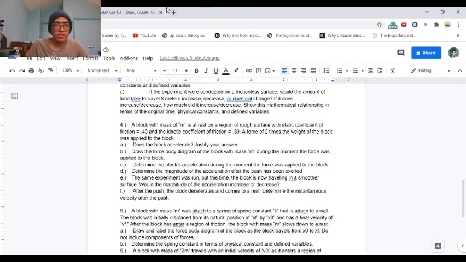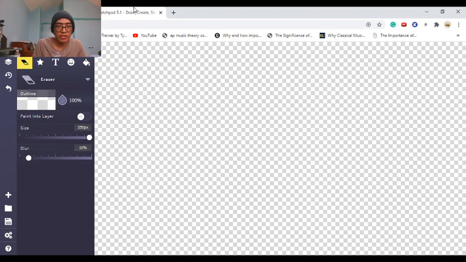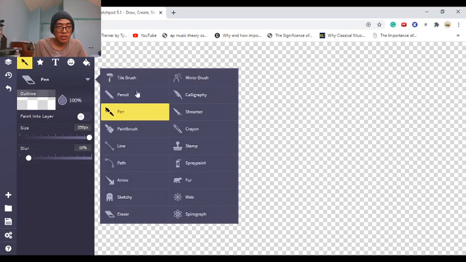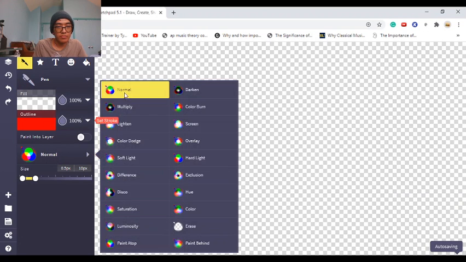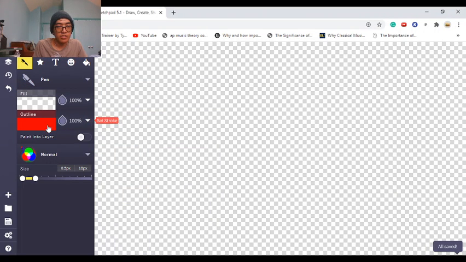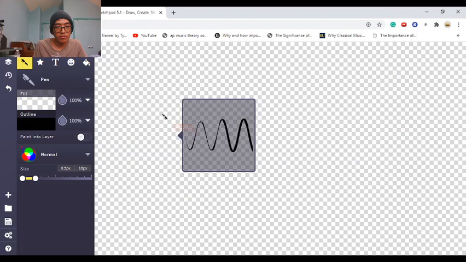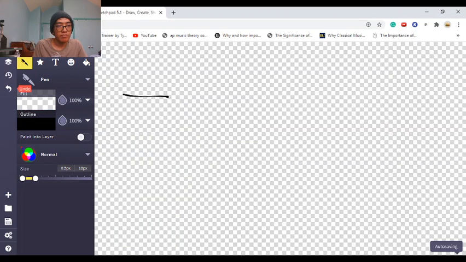Okay, so let's just draw the scenario right here. So where's my mouse? There it is. I'm gonna get a pen. Okay, I guess we're gonna do it in red. I thought I asked for black. Yeah, there you go.